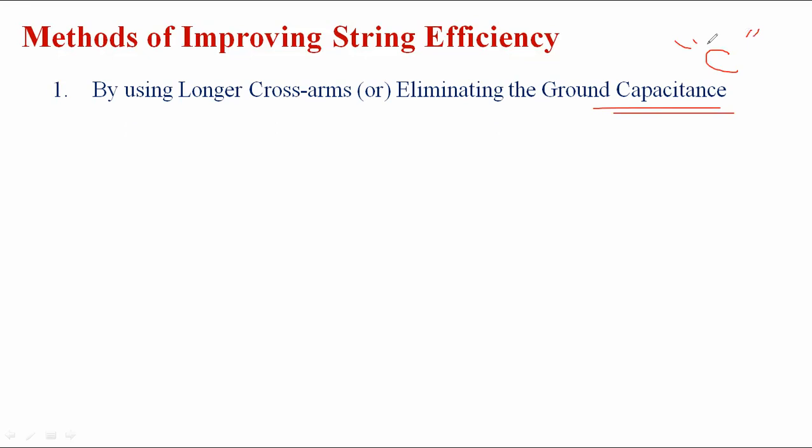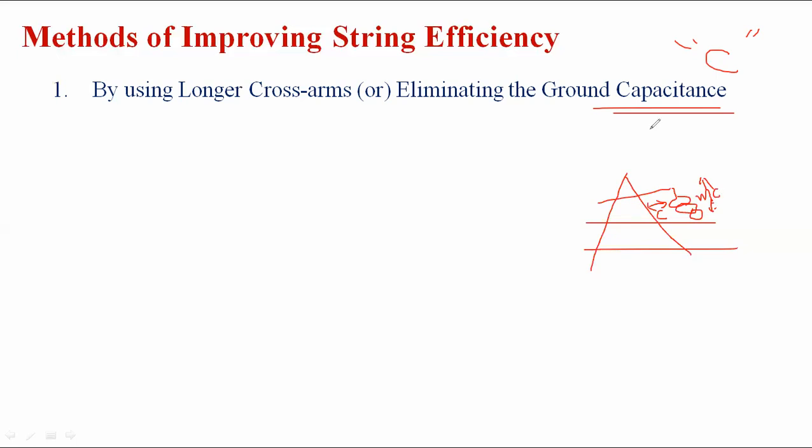Now if the shunt capacitance value is reduced, the string efficiency is increased. For example, take this supporting structure tower. In between, the insulator is connected, and based upon the operating voltage, a number of disks are connected in series. Here it acts as the ground capacitance or the shunt capacitance. In between the disks it acts as the mutual capacitance or the self capacitance.